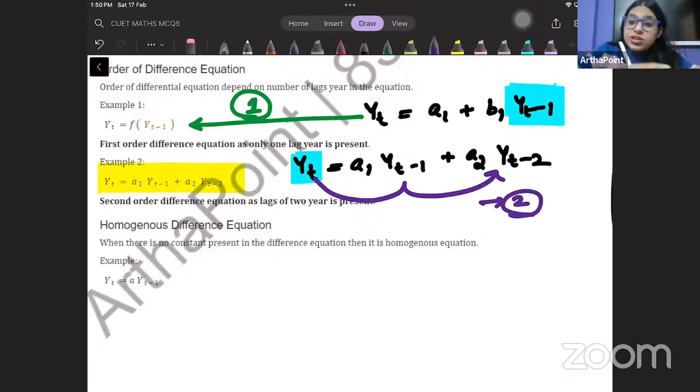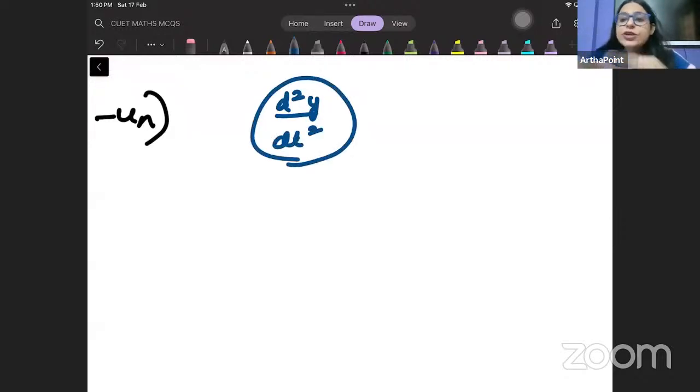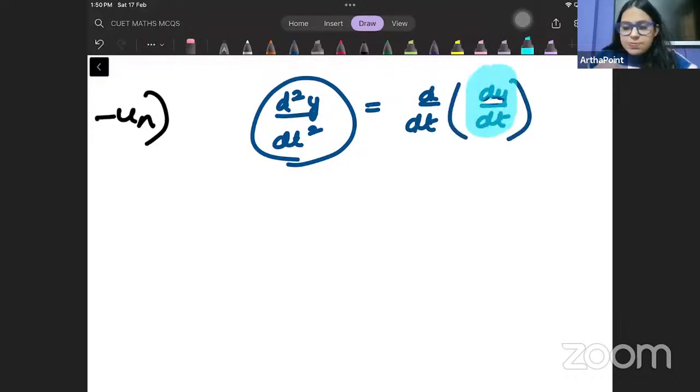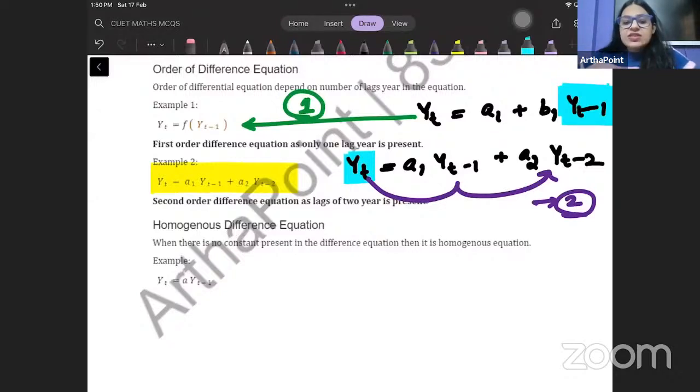So when we were doing differential equations yesterday, there we were saying that the order represents how many times we are differentiating the function. So this just means d of dt dy by dt. We found the change of the variable with respect to time once, and then we again found its change with respect to time. So we were finding the order of the differential equation by looking at how many times we differentiate that function. But as against that, here we will see how many lags we are going behind.